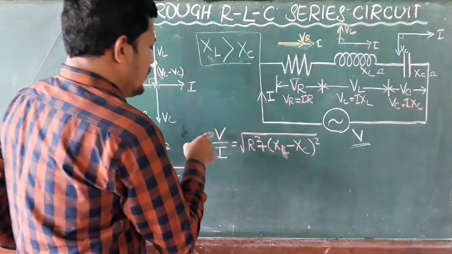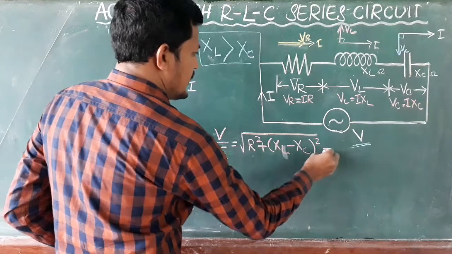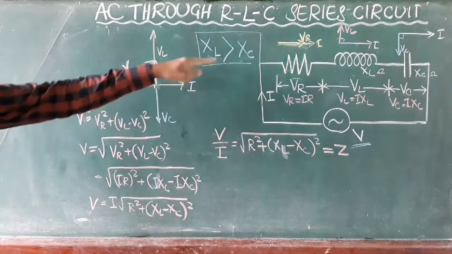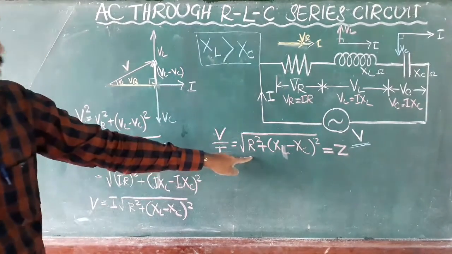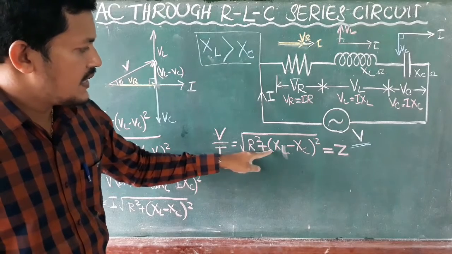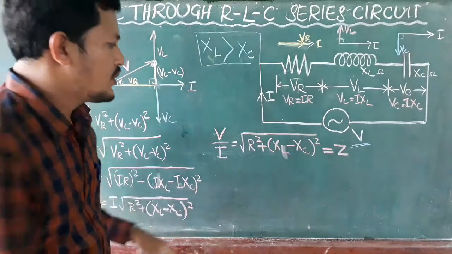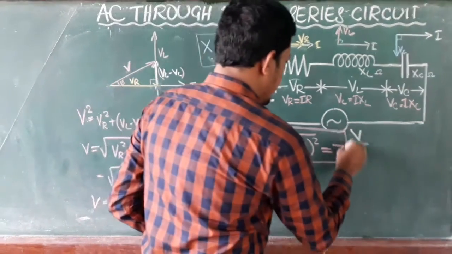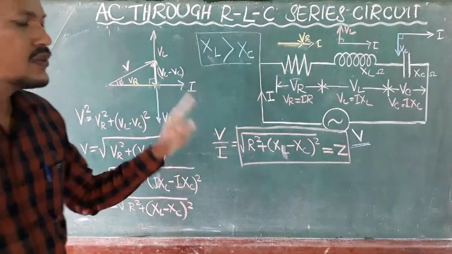So this one is total voltage by total current, which means total opposition. This is Z, the total opposition, that is the impedance. So the RLC series circuit offers this much opposition to the flow of current: root of R square plus XL minus XC whole square, which is the total opposition offered to the flow of alternating current. Z equals root of R square plus XL minus XC whole square.